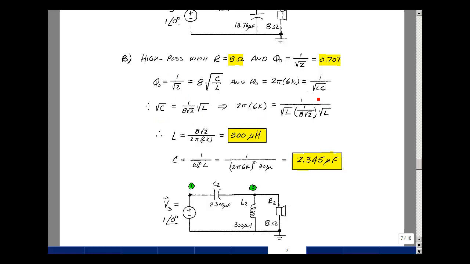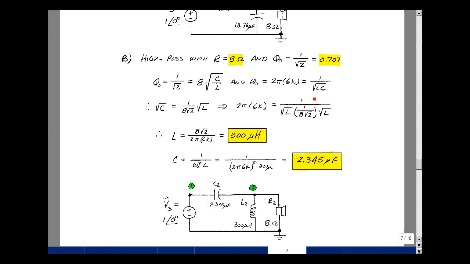2 pi times 6k is 1 over the square root of L times the square root of C, and the square root of C is this term over here, which is square root of L divided by 8 square root of 2. Multiply these two together, get square root of L squared, that's just the value of L. I'll bring that over here, divide by 2 pi 6k, and bring this up in the numerator as 8 square root of 2, and I get 300 microhenries.